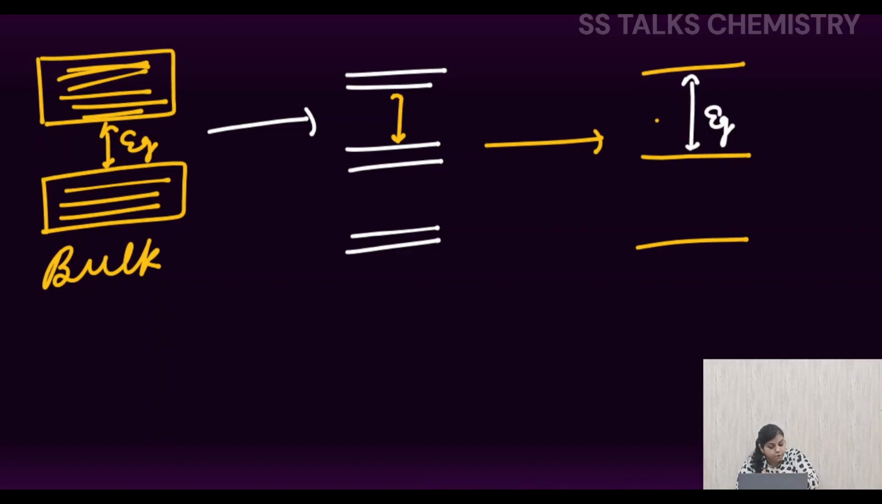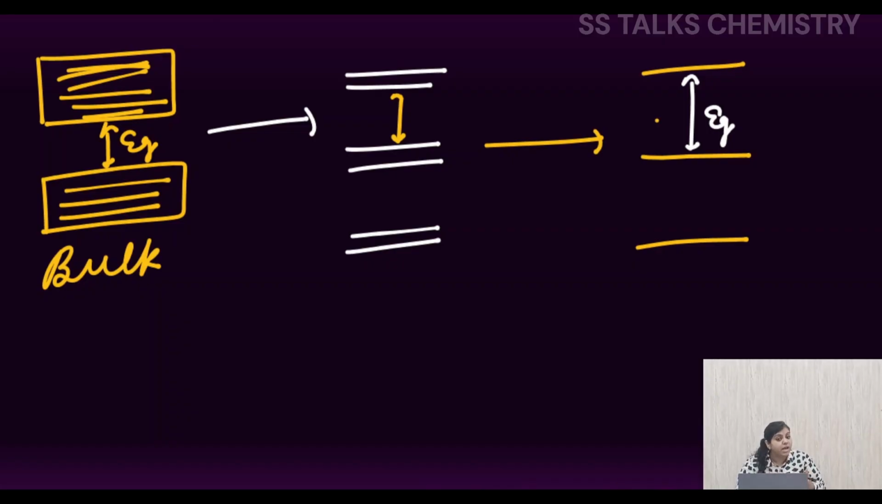Basically, in the bulk, a large number of atoms were present, so the energy levels overlapped and you had bands. But when you shift to smaller particles, that is, to nanomaterials, the bands shift to discrete energy levels. That is, you are shifting to the quantum approach now, right? This is what is happening as you shift.